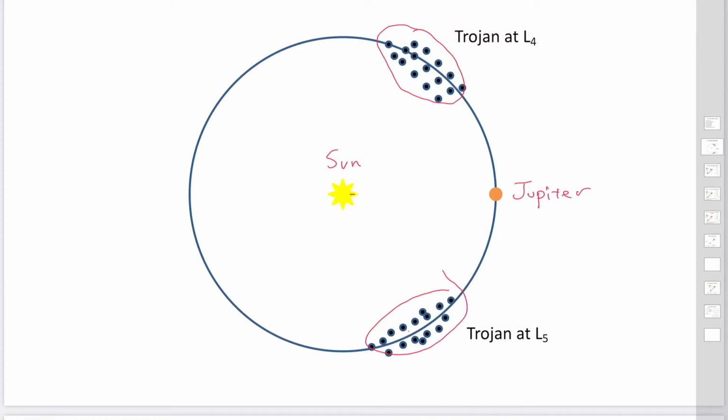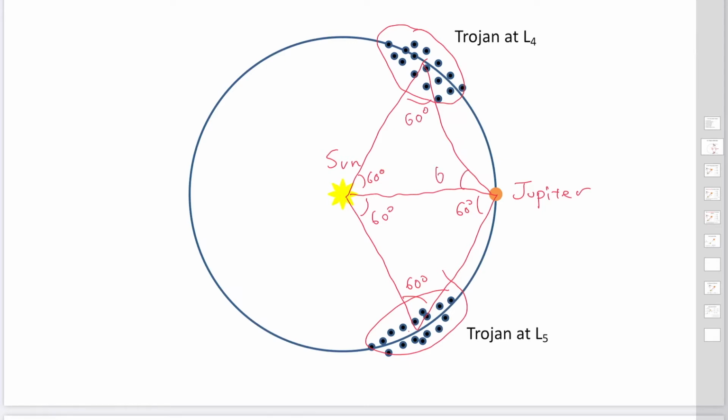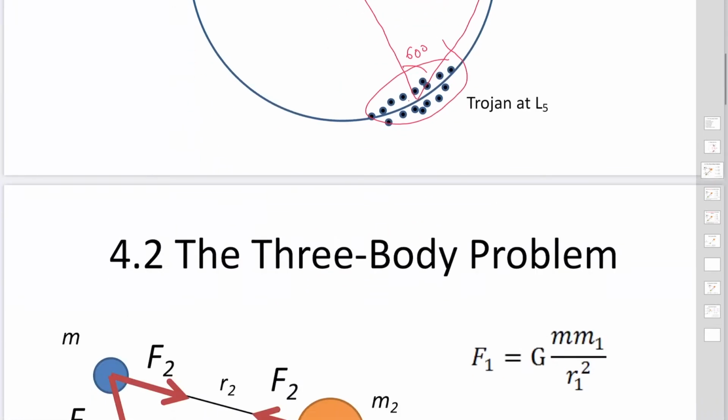If you draw the triangles, the Sun, Jupiter and the Trojan asteroid can create an equilateral triangle. This is 60 degrees, 60 degrees, 60 degrees. Maybe we could explain why a number of asteroids are located in these two positions. Then we'd like to move to the next topic.